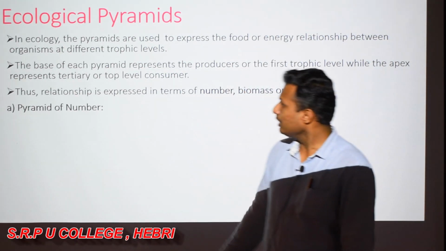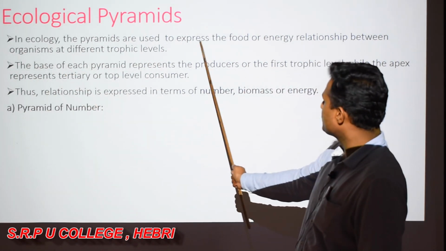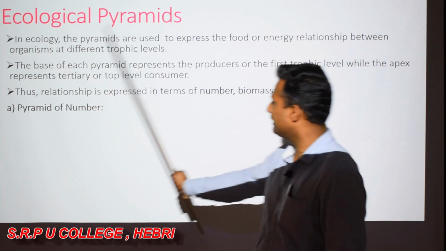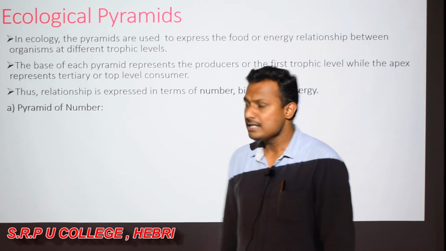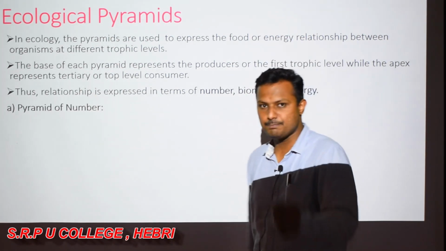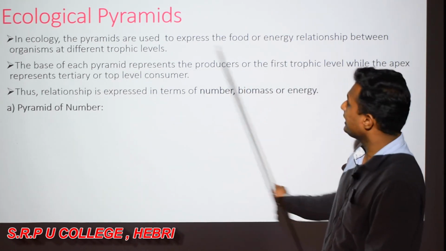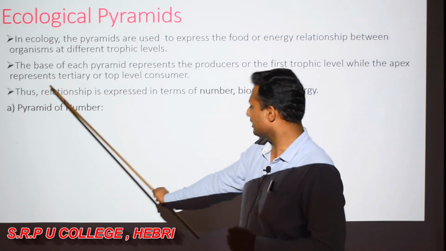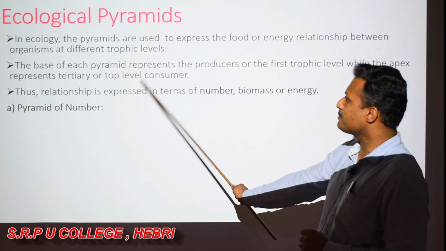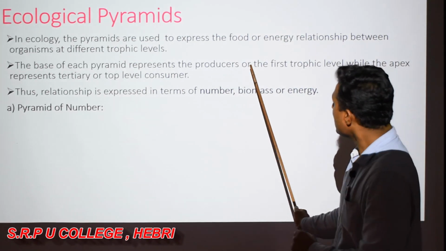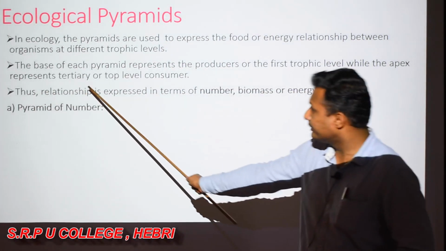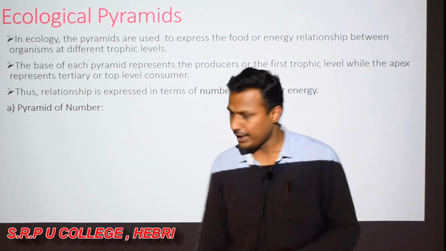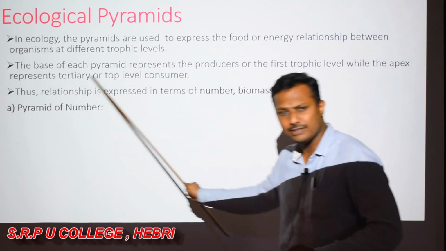Yes? So in ecology, the pyramids are used to express the food or energy relationship between organisms at different trophic levels. That is what I told you. See, the base of each pyramid represents the producers, or the first trophic level, while the apex represents the tertiary or top level consumer. We cannot say that this is the same for everything.